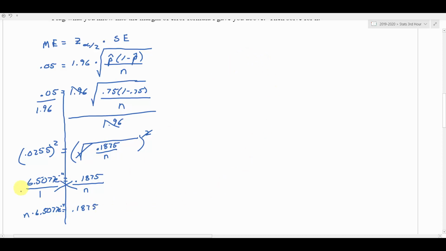So to get that n by itself at this point, I have to divide, right? I have to divide by this 6.5077 e negative 4 on both sides. Okay, so that way they cancel. So we'll get n equals 0.1875 divided by 6.5077 e negative 4. This is the calculation I need to do to get my sample size.